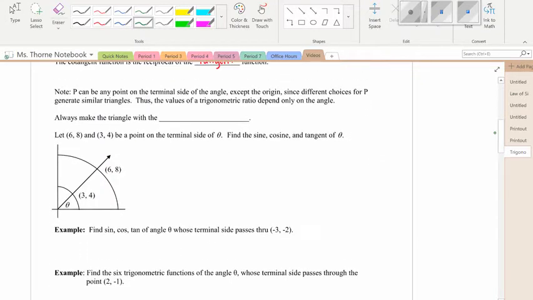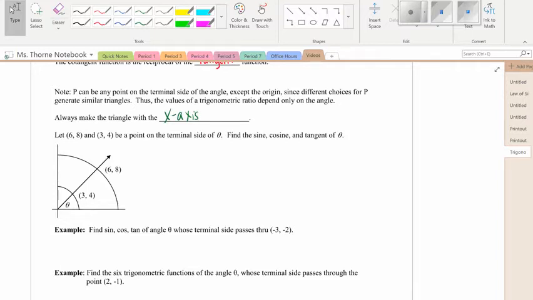So note that point P can be any point on the terminal side of the angle except for the origin, since different choices for P generate similar triangles. Thus, the values of a trigonometric ratio depend only on the angle. So we always want to make the angle with the x-axis. So that's important. You don't ever want to make your triangle angle with the y-axis. It's always going to be using the x-axis.